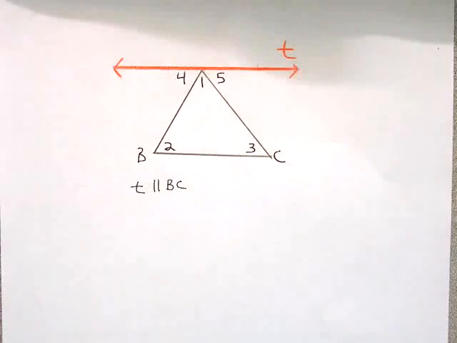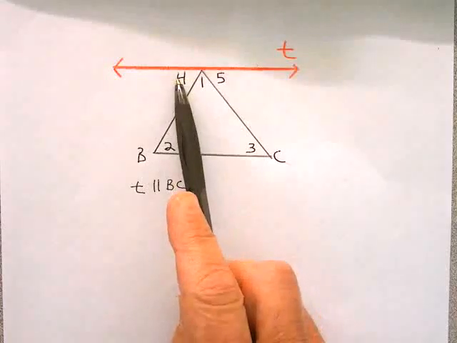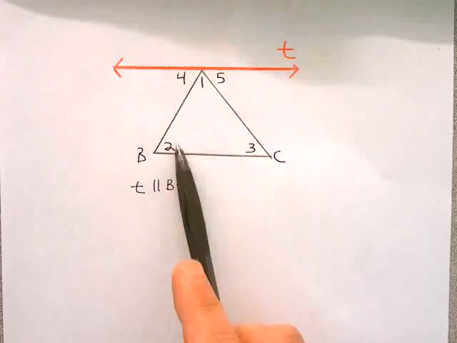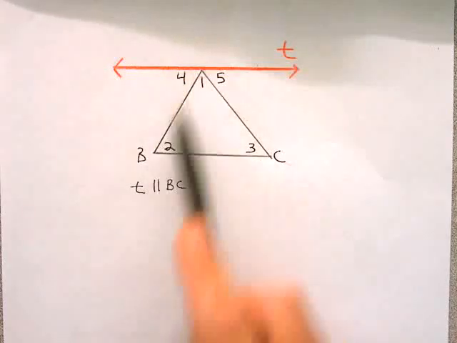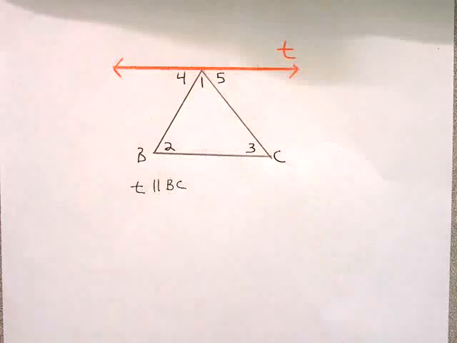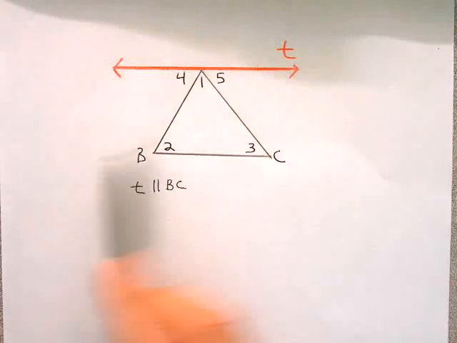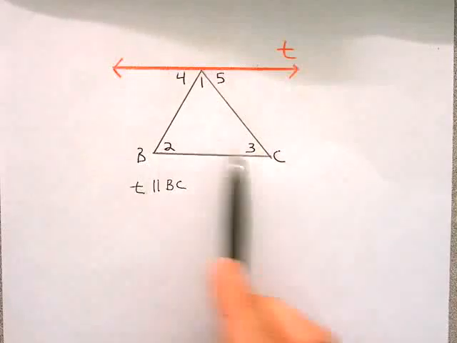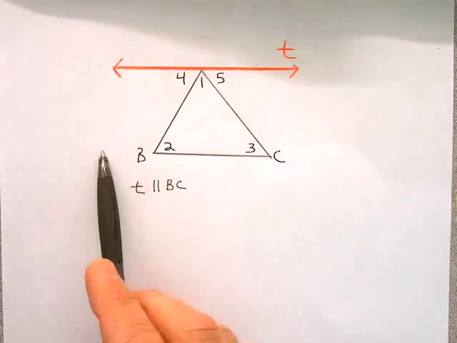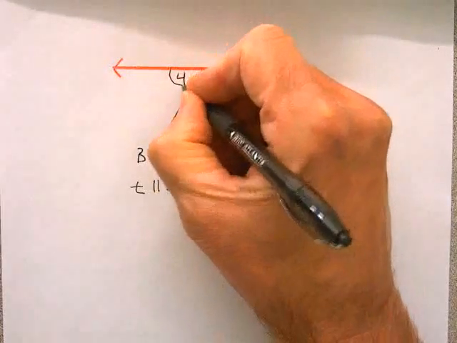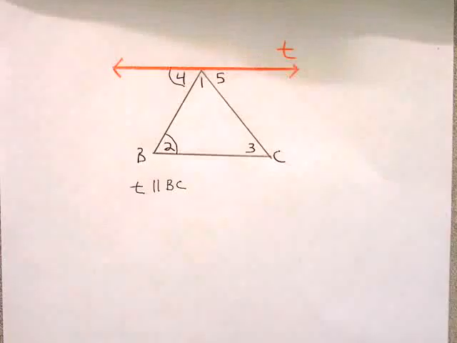All right. Well, if line T is parallel to line BC, then angle 4 and angle 2 are alternate interior angles. They are on either side of this transversal, right? That might not be obvious to you, but it's true. 4 and 2 are alternate interior angles because T is parallel to BC, and if I were to extend BC out, you could see it perhaps a little bit better, but I'm not going to do that. So I can say that angle 4 and angle 2 are congruent.